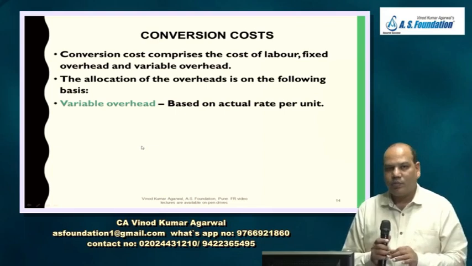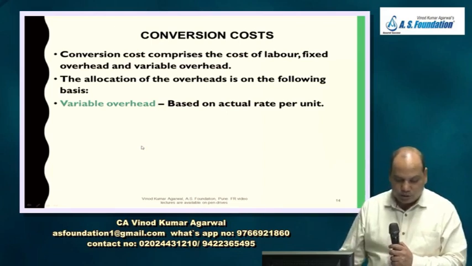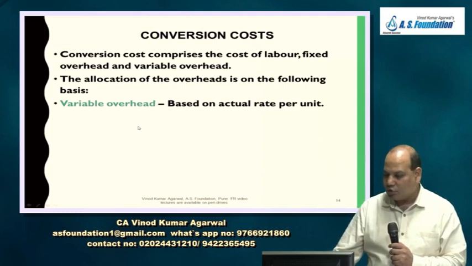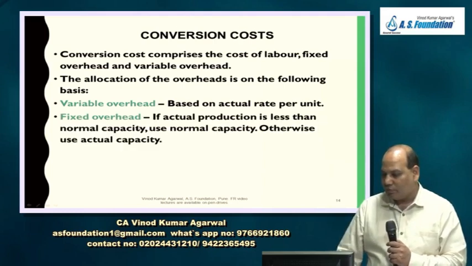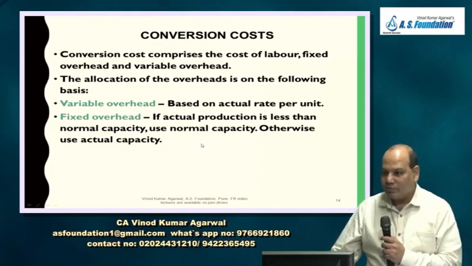So what the standard says about the allocation of variable overhead: it should be based on actual rate per unit. Variable overhead will be based on actual rate per unit, and fixed overhead will be based on normal capacity, as long as your production is equal to or less than normal capacity. But if your production is more than the normal capacity, then you are going to use actual capacity.